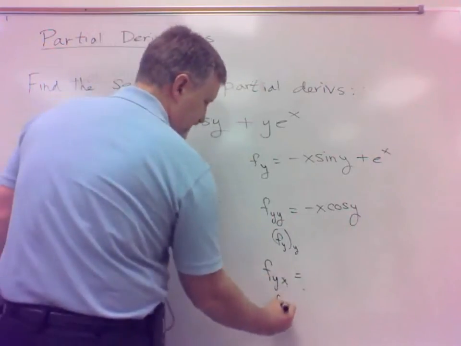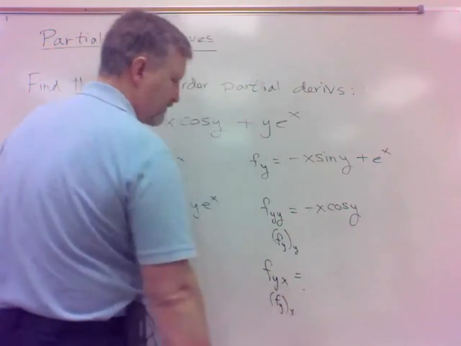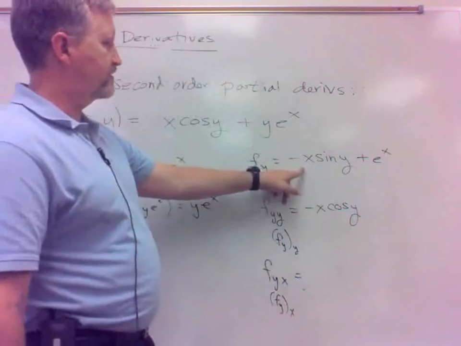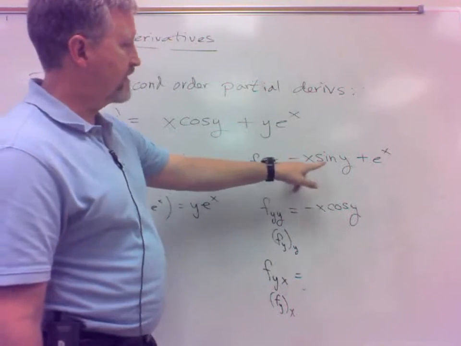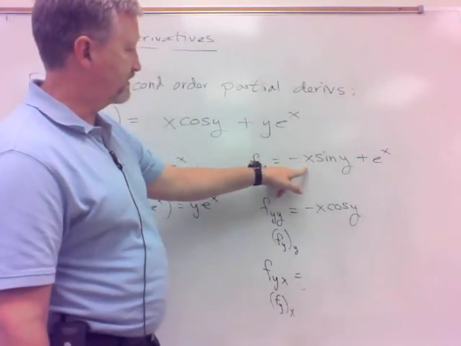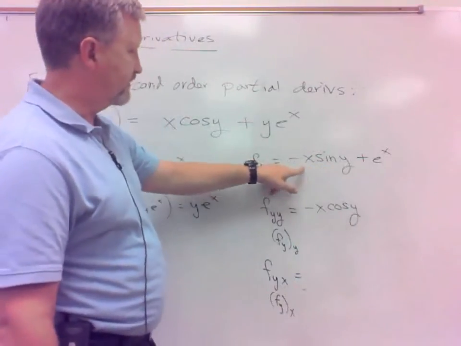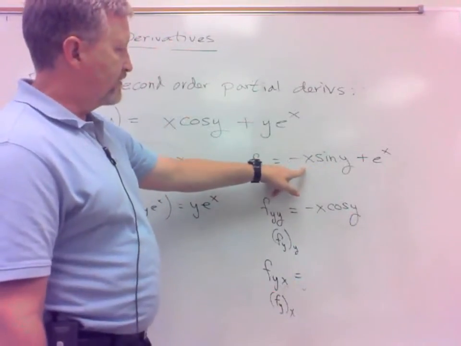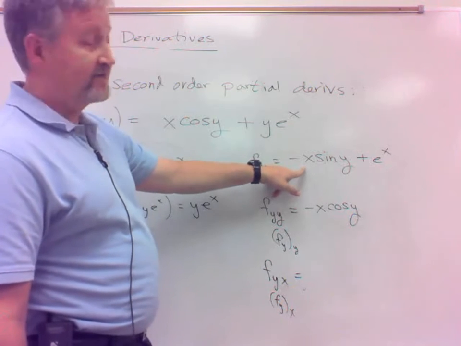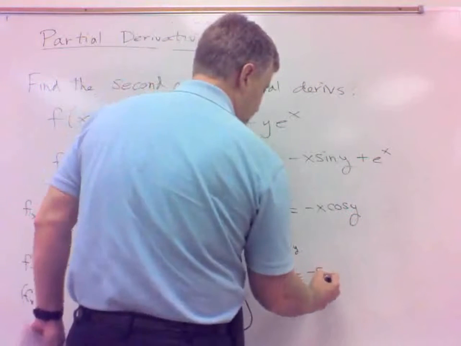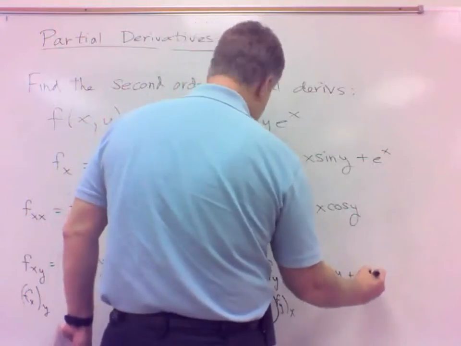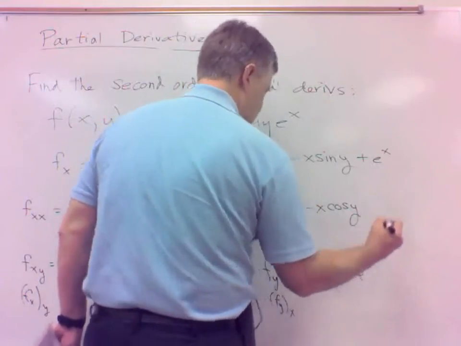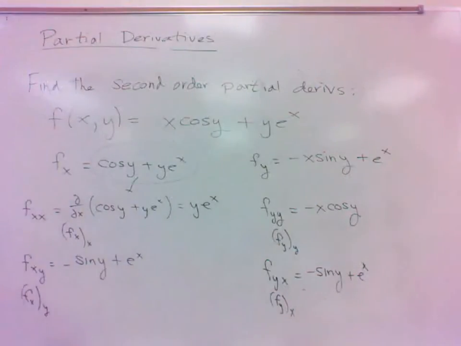Same deal, except partial with respect to y. Now I do the partial with respect to x of that. Partial with respect to y. Now I do the partial with respect to x. So now the y is constant, the y is fixed, so I'm doing the derivative of cosine y, so that would be minus sine y. Derivative of x is 1. And e to the x is e to the x. So you got 4 second derivatives.